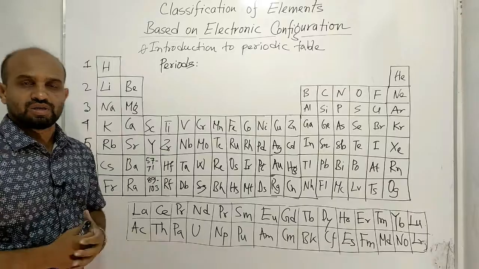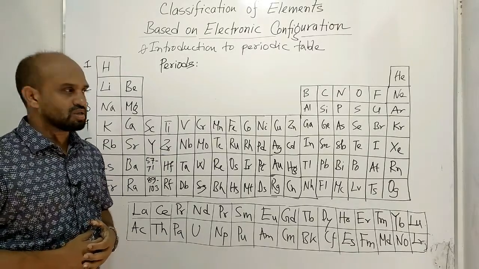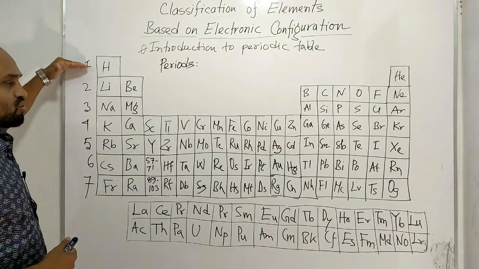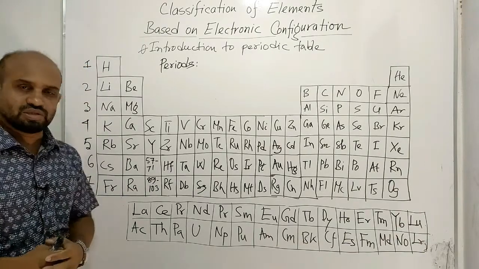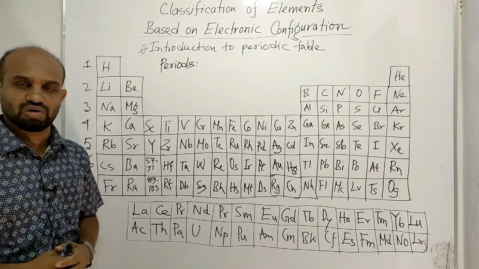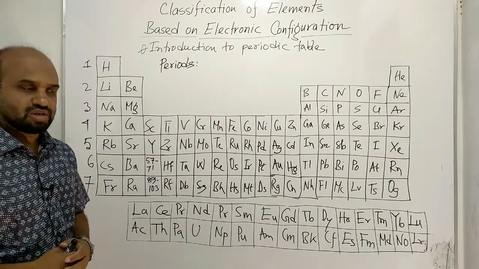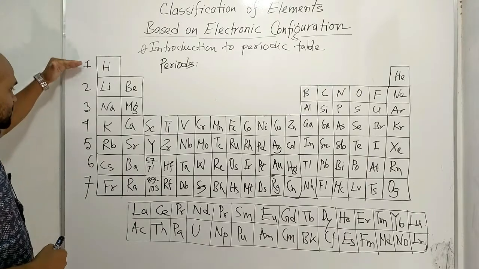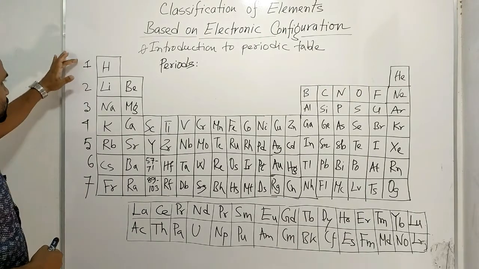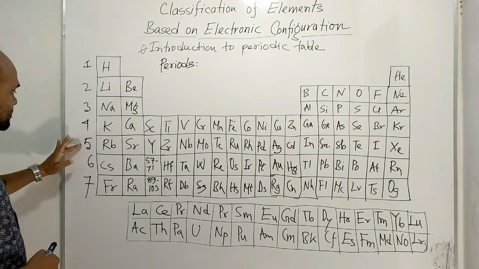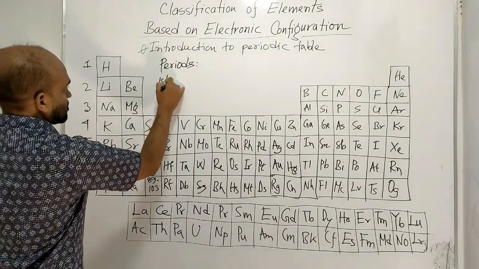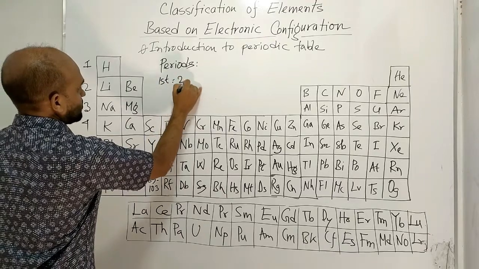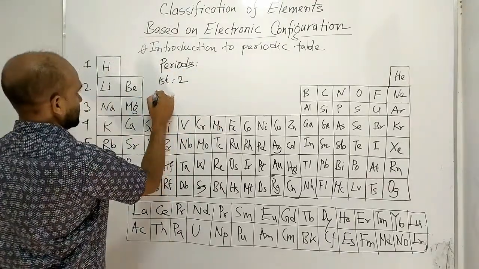Now, periods. In this periodic table, there are some horizontal rows. There are 7 horizontal rows. These horizontal rows are called periods. There are total 7 periods in this periodic table. Those are period 1, 2, 3, 4, 5, 6, 7. First period contains 2 elements, hydrogen and helium.